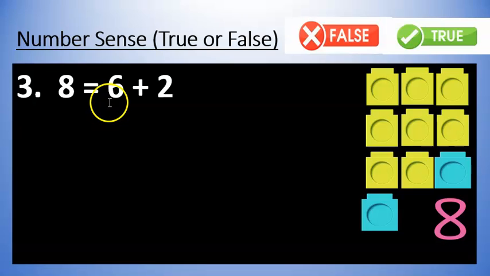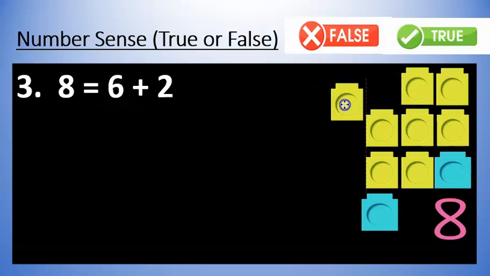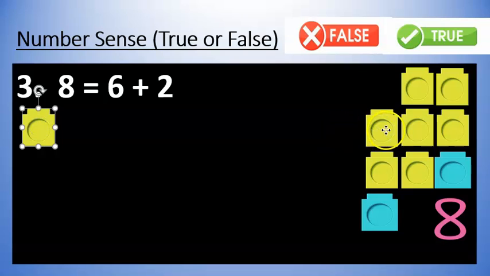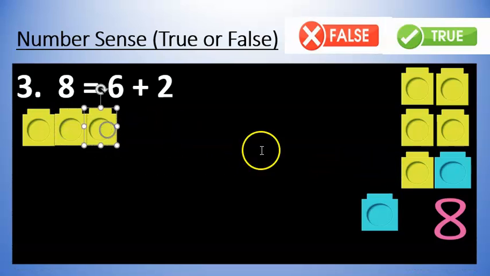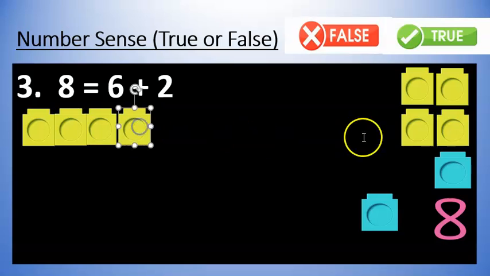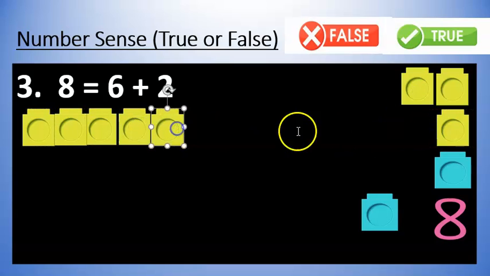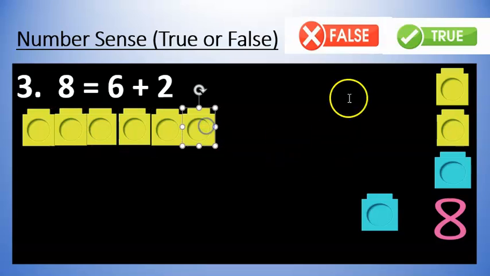Now, we're going to come here first to this 6. Let's start here at 6. We're going to have to bring 6 of these yellow linking cubes together. Count with me. 1, 2, 3, 4, 5, 6. Okay, now look at that, boys and girls. We have 6 linking cubes here that represent 6 there. How many is this? What number is this?